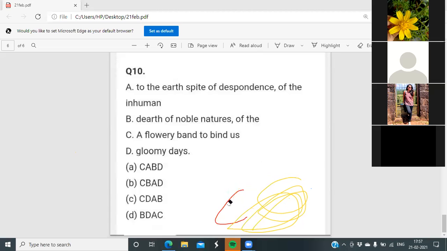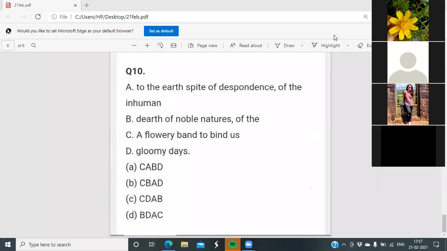Okay, so everyone bang on. I'm really happy. Yes, the correct answer is option A. I'm so happy. Please take time. I know you all are very smart. Please take time because of the hurry, please don't make any mistakes. So the correct answer is option A, and it is CABD.